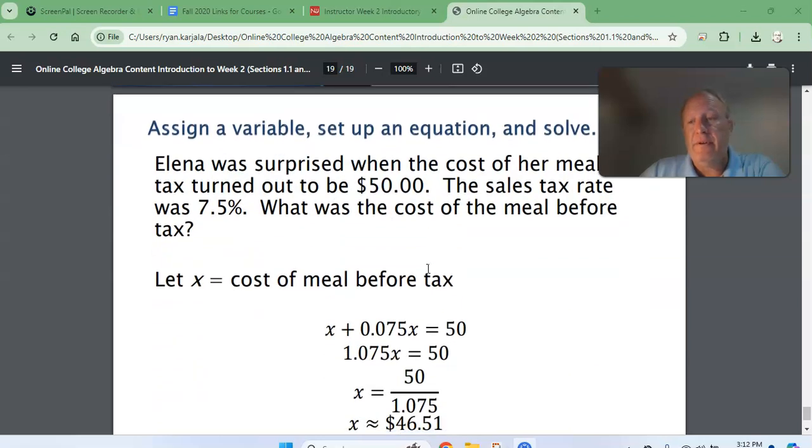The last thing we're going to do in this section is solve some applications. So in this example, you're going to let x equal the cost of a meal. So your equation is x plus 0.075x equals 50. Now, you need to understand the reason it's 0.075x is because our percentage is 7.5. We have to have the percentage as a decimal. That's why it's converted. Remember, this is a 1 in front of the x. And then you solve it as normal.